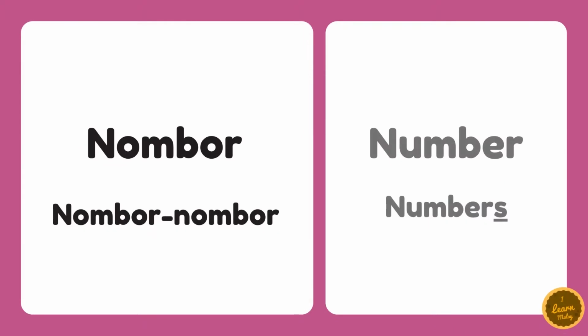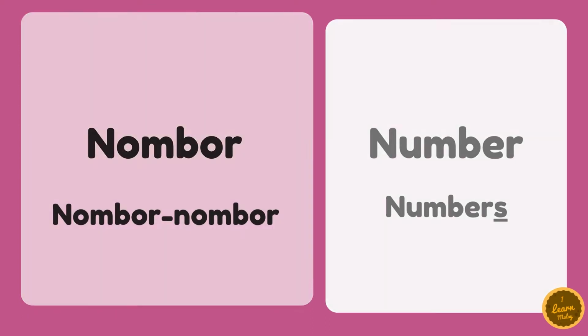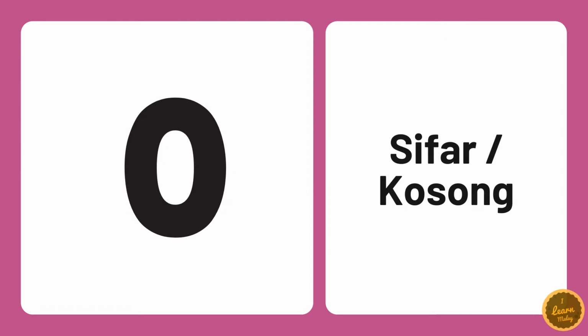Number in Malay is nombor. For plural, just repeat the word, and this is true to most of the words in Malay language. In this case, nombor nombor means numbers. Let's dive into the first number.